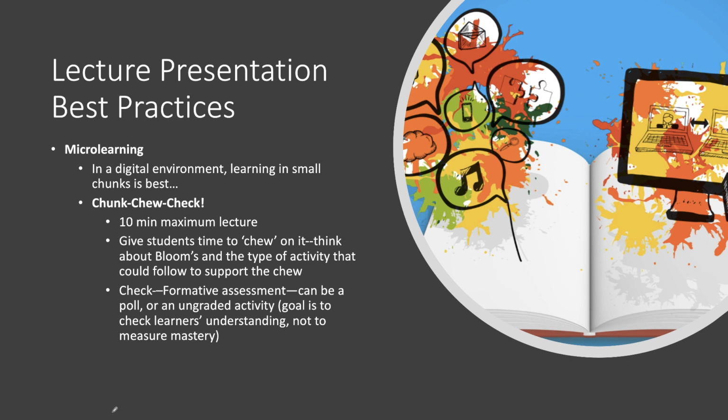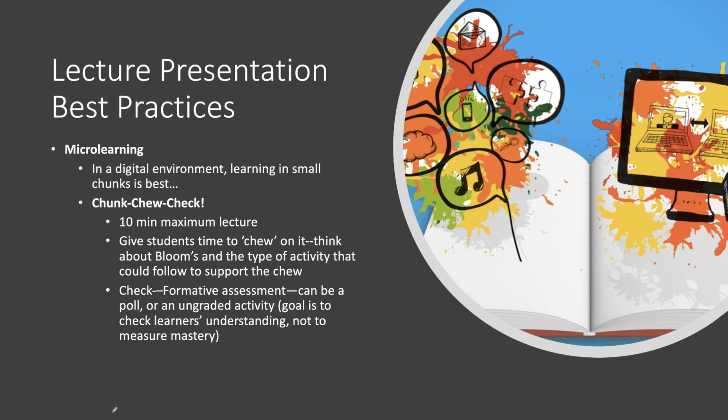And think about Bloom's taxonomy. If it's new content, we want to make sure we're practicing that understanding and remembering first, right? We don't want to ask students to go right now and create with it. We want to make sure that we're remembering and understanding. And then you can bring the group back together and do some kind of formative assessment.